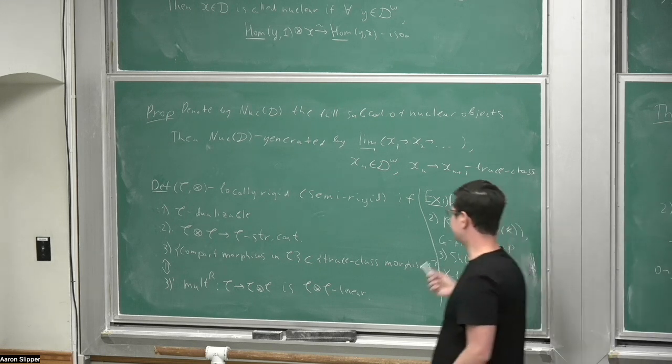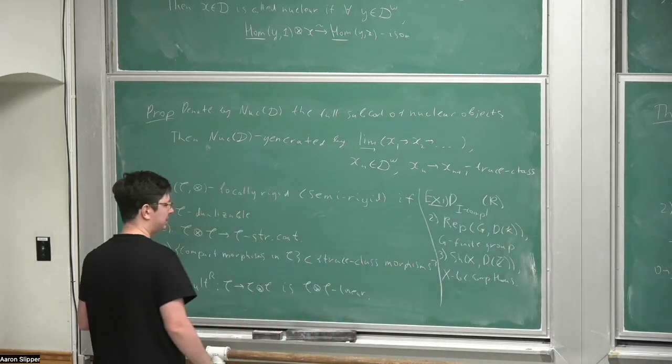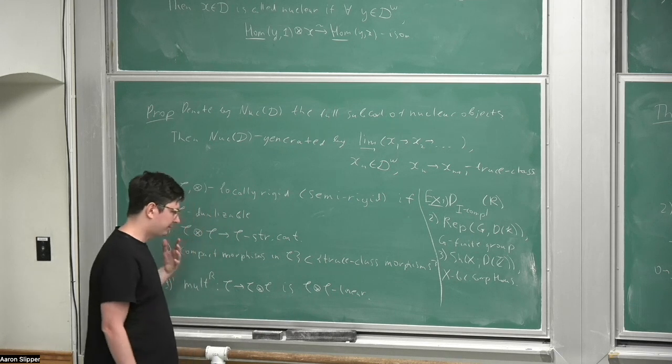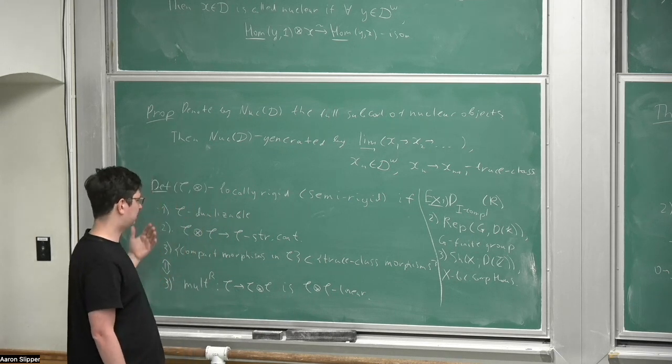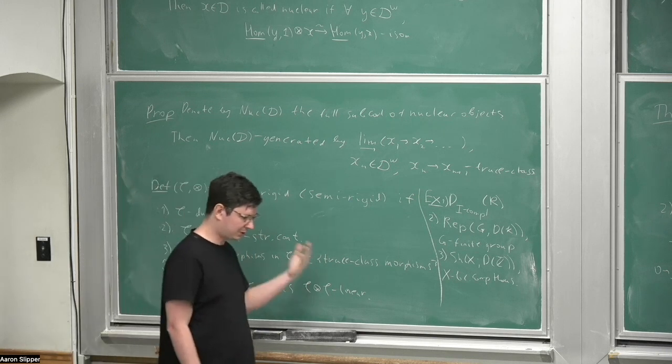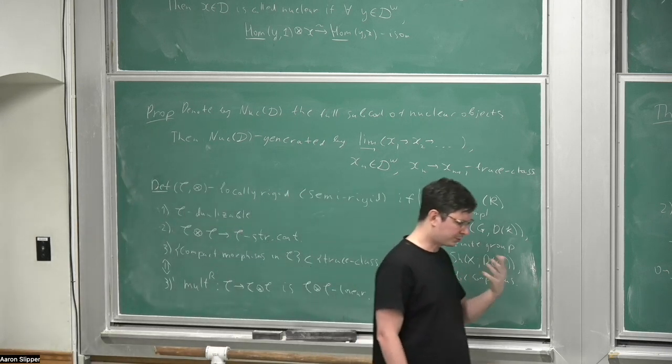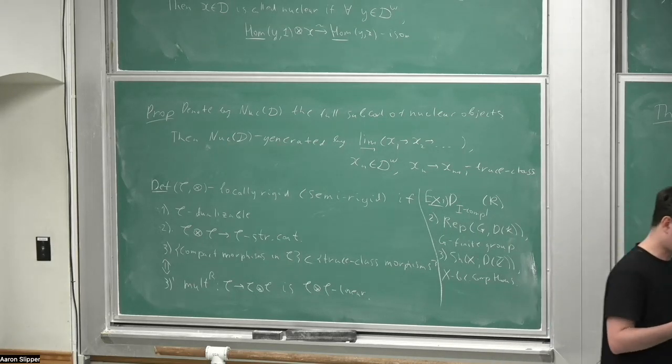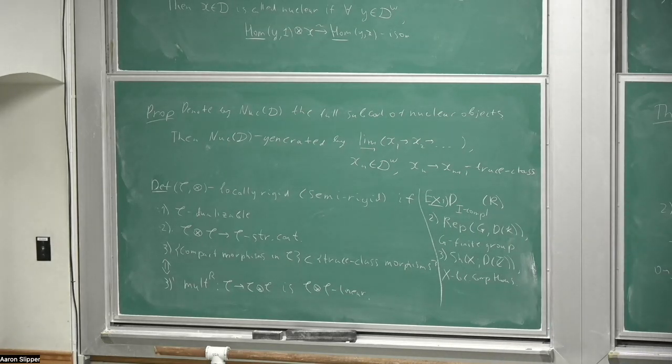Yeah, in each of these cases, it's not difficult to verify. And basically, for compactly generated categories, it's just saying that compact objects are dualizable and compact objects are rigid, and the tensor product of compact objects is compact. But the unit is not necessarily compact.